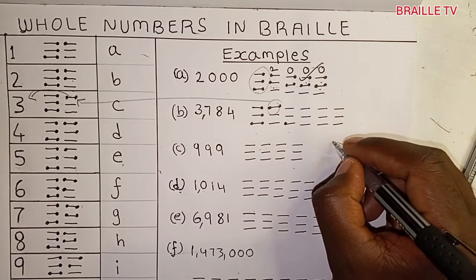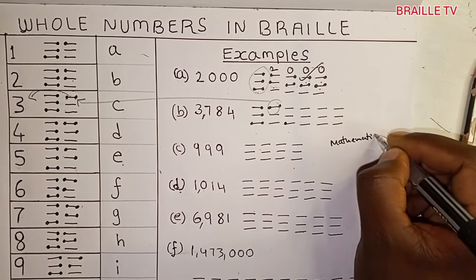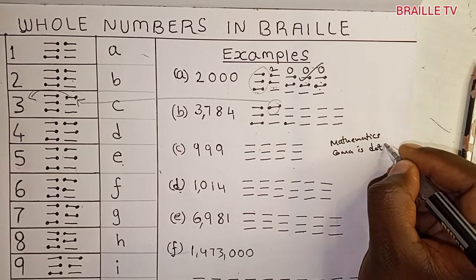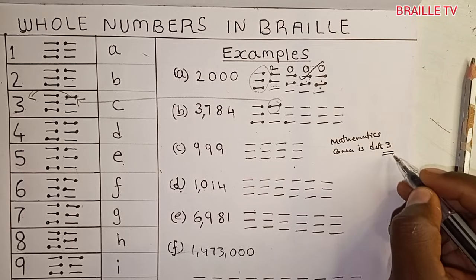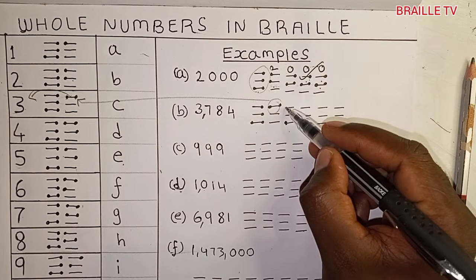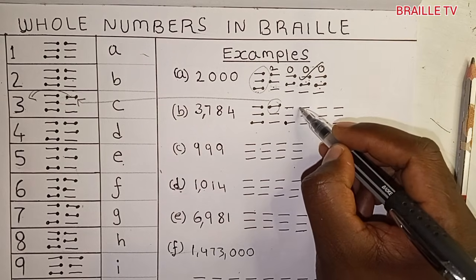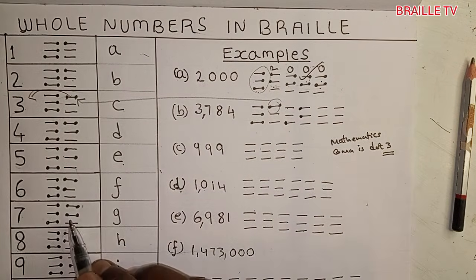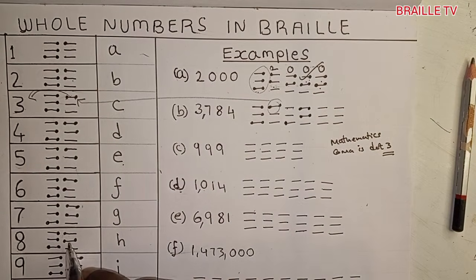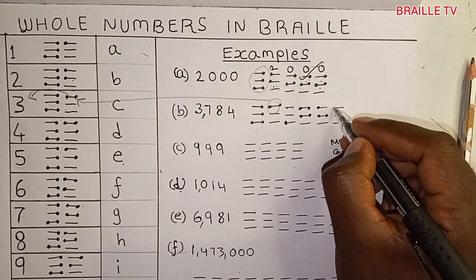So the mathematics comma is dot 3. Okay, it is dot 3. Do not forget. Now, you have written 3, comma, which is dot 3, because we said this is dot 1, 2, 3, 4, 5, 6. So dot 3 is a mathematical comma. Then 7, I told you, is G, okay, it is this one. You write 7, and then you come to 8. 8, I told you, is H. H. And then 4, I told you it is D.